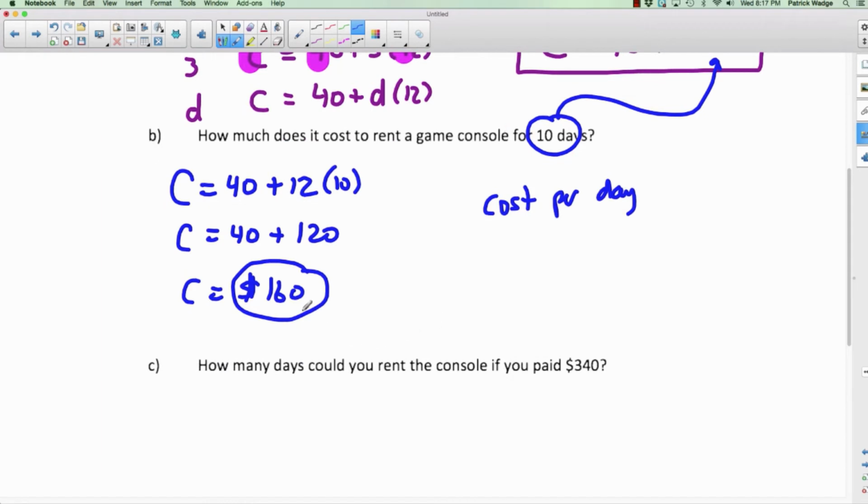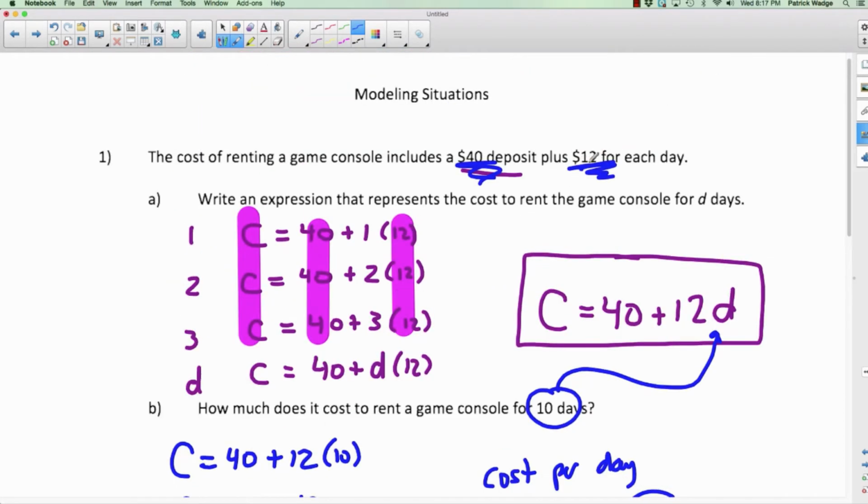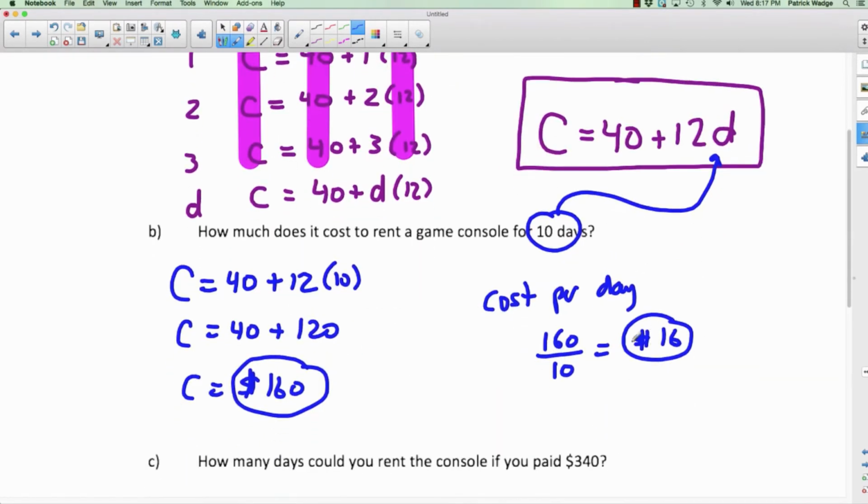So for example, you paid 160 bucks to rent it for 10 days. So on average, how much did you pay per day? Well, it was 160 bucks, and we rented it for 10 days, so we'll divide by 10, and you get the cost per day is actually 16 bucks a day. So I know it says here the cost is 12 bucks per day, but if we factor in the $40 deposit, it averages out to 16 bucks per day.